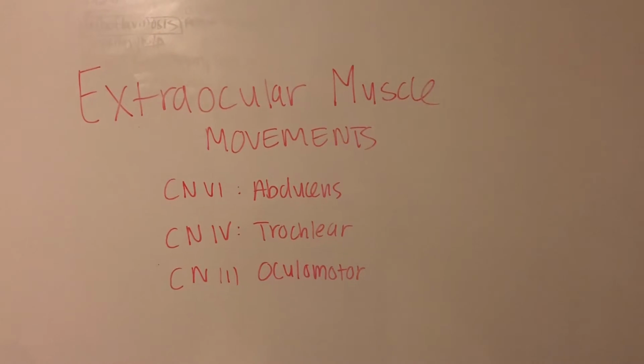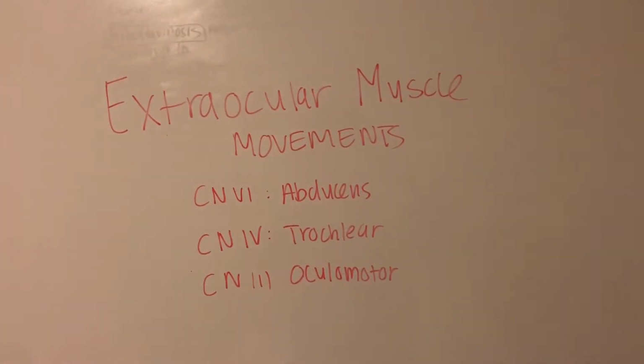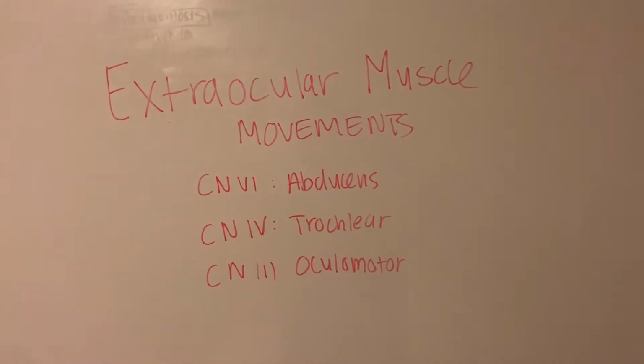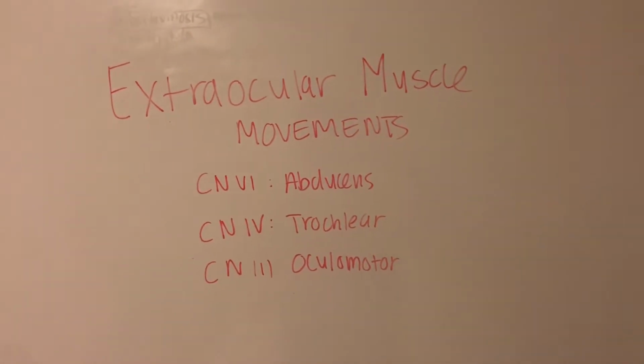The first one is the abducens nerve, and that's going to be cranial nerve 6. This is in charge of the lateral rectus muscle in your eyes, and it moves your eyes laterally.